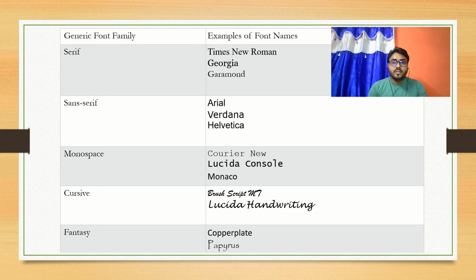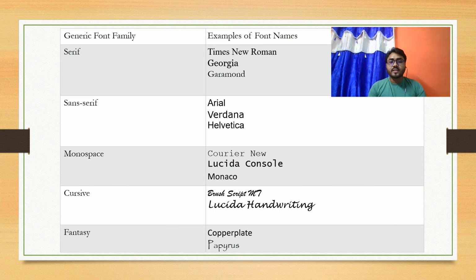So in this slide, the examples of serif fonts are Times New Roman, Georgia, and Garamond, and you can also see the physical appearance of these fonts. Also you can see examples of sans serif, monospace, cursive, and fantasy fonts.